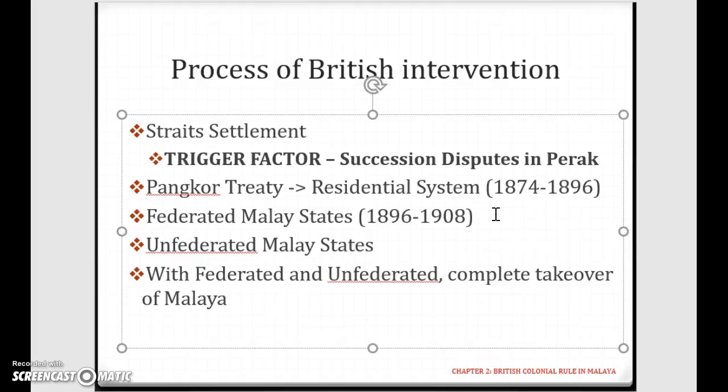Okay, so we have federated, unfederated, and plus the Straits Settlements. Not the Hitler SS, but Straits Settlements. I'm sure you get it. Okay, so with the Straits Settlements, Unfederated Malay States and Federated Malay States, they complete the takeover of Malaya. So that's about in the early 1900s. That's only then when they actually complete the takeover of Malaya. But when the question comes about what is the reason for intervention, that will start from 1874.